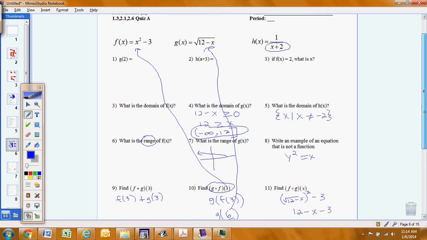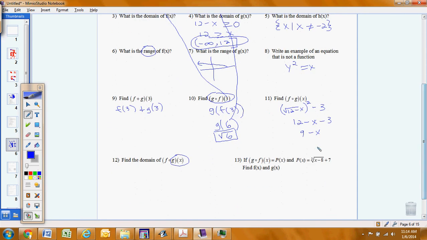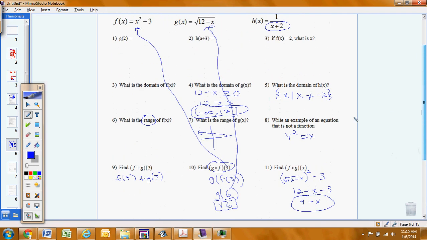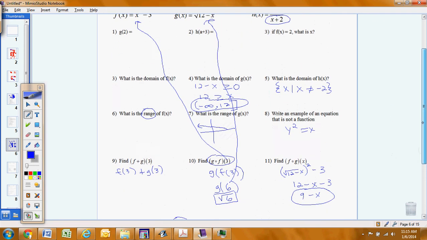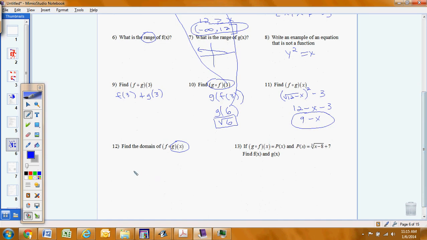So it has to work in the first function, and it has to work in the final function. Well, here's the final function. We already found f of g of x. Nothing will blow that up. So its domain is negative infinity to infinity, because nothing will blow it up, and the other domain, of g of x, is negative infinity to 12. So the domain of the composite function just ends up being negative infinity to 12, because that's the intersection of those two.